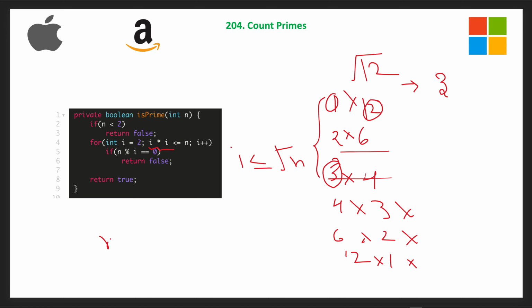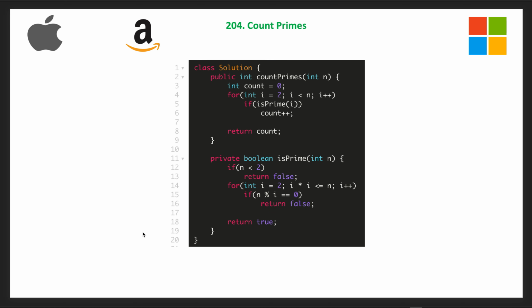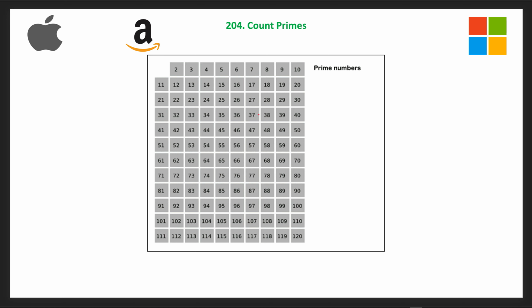So now the overall time complexity of counting primes using this approach will become n root n. But in this problem the test cases are very strict, which requires us to know a well known, famous concept called the sieve of Eratosthenes. This is the whole code for the previous solution, but this is the approach given by the sieve.